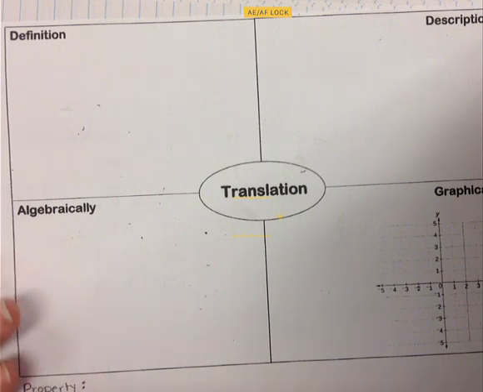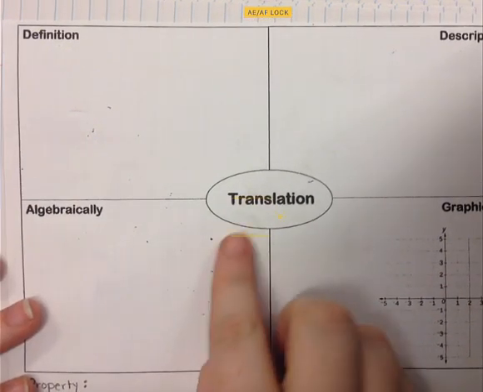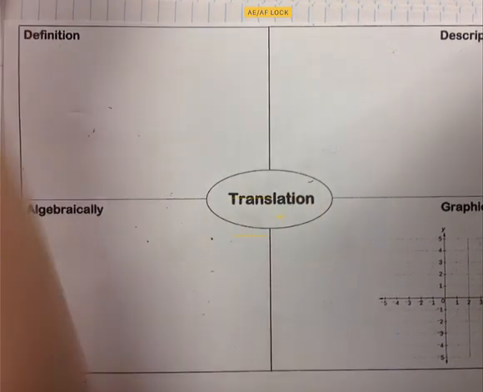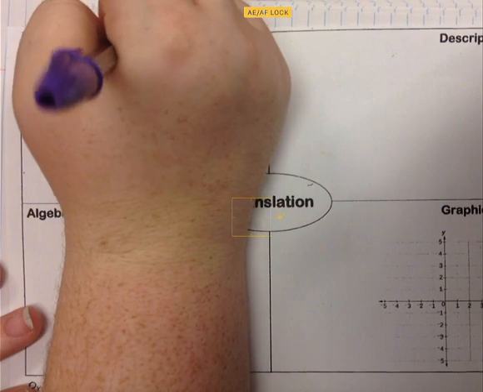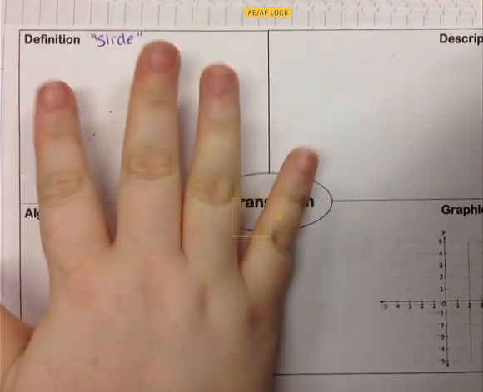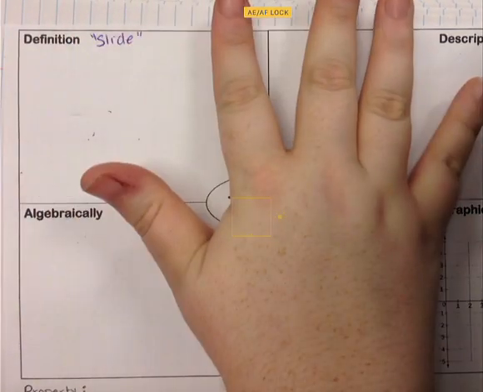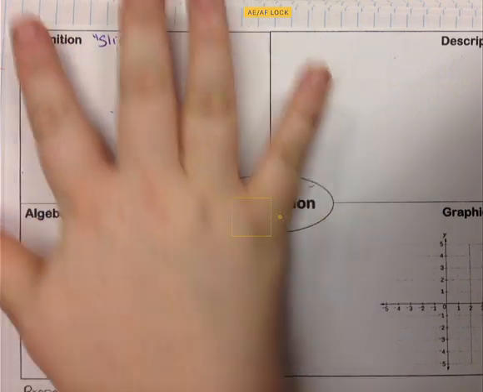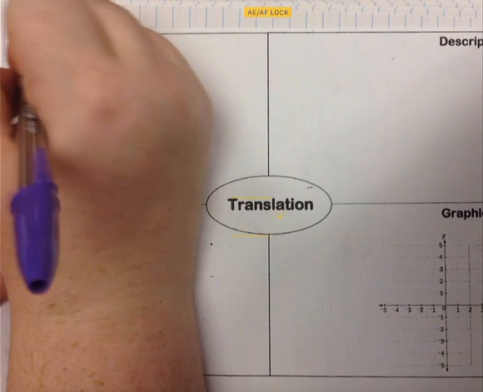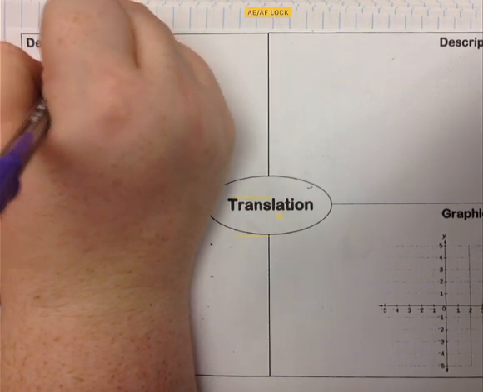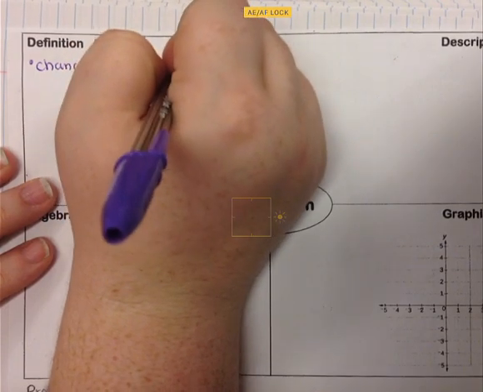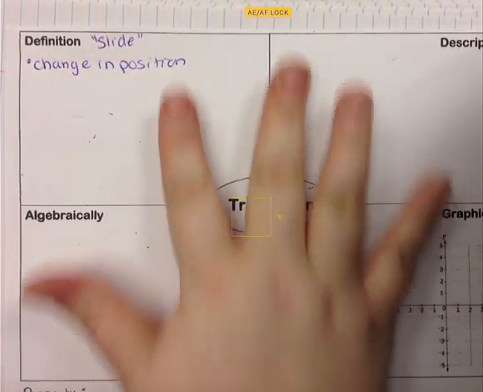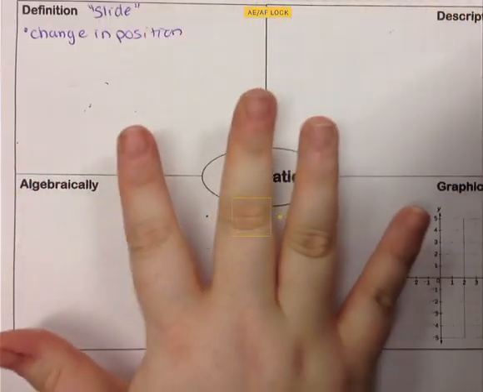This video is talking about the transformation called translation. Translation is another word for slide. It's when you slide something, so up, right, down, left, it's just sliding it around. Translations have a change in position, because if you're sliding it, it's moving its location. Position is another word for location.